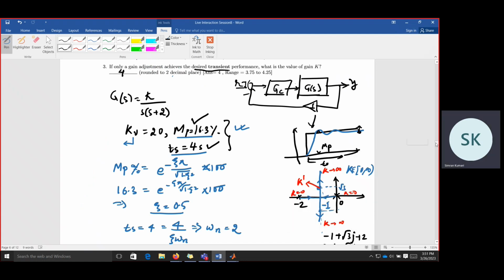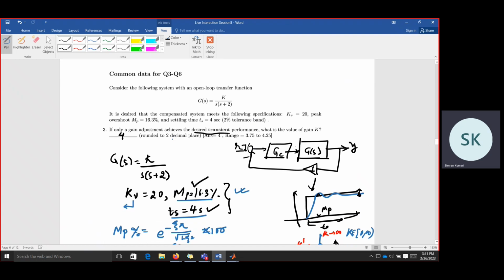So for this question, what we are saying is that this is a system G(s), an open loop system, and a compensator system. If we have this closed loop feedback system and we have a compensator Gc with the system G(s), then the following specifications are made. Mp, which is the peak overshoot, and settling time correspond to the transient response, and Kv, which is the velocity error constant, corresponds to the steady state response. So these responses are specified.